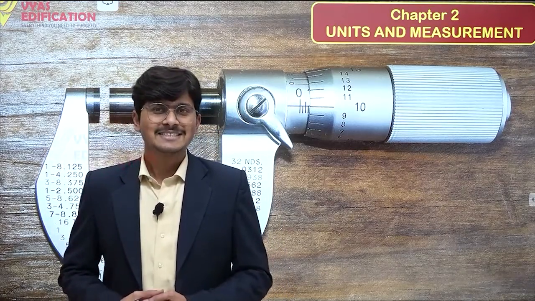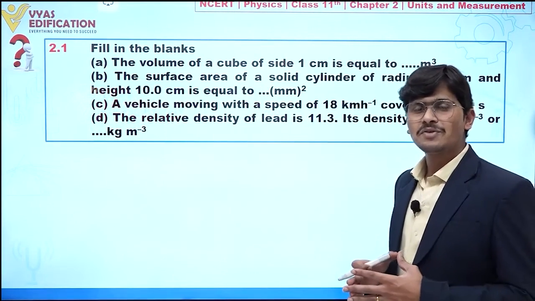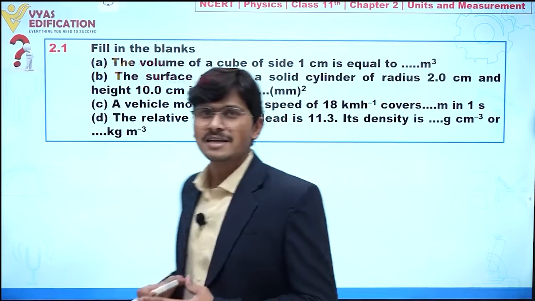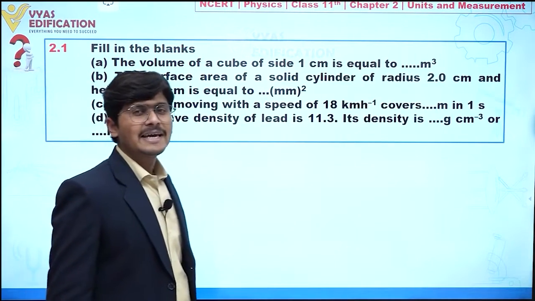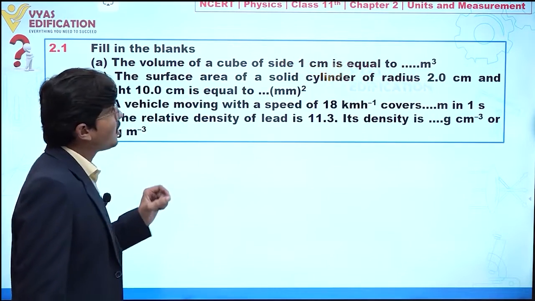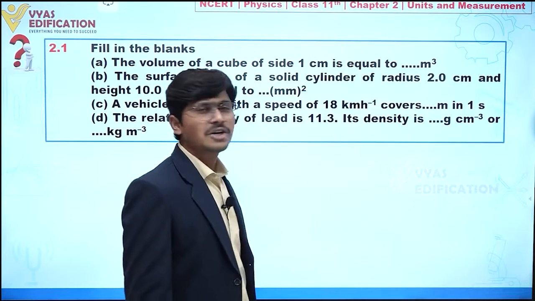Concentrate on the screen. We are going to discuss question number 2.1, and in this question we have to fill in the blanks. In part A, it is given: the volume of a cube of side 1 centimeter is equal to how much in meter cube?